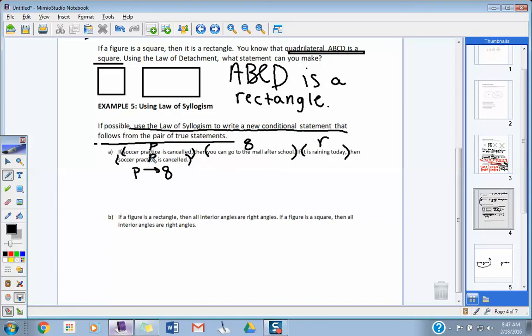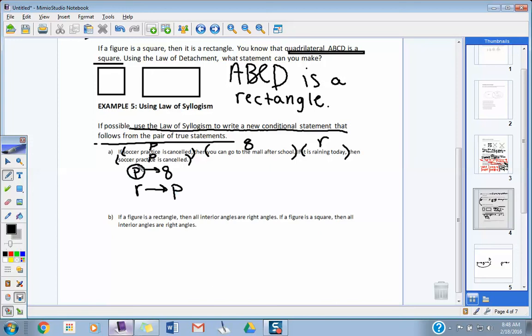Okay, quick question for you. In the second sentence, if it is raining today, then soccer practice is canceled. We would say R implies what now, guys? R implies P. Okay, first question. I want to know if I can even use law of syllogism. So the first question would be, is there a variable that shows up in both implications? What is that variable? P does, all right. Second question, is that P at the beginning of one statement and at the end of another? Yes.